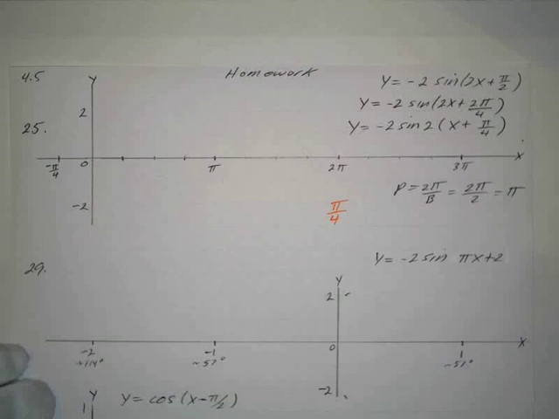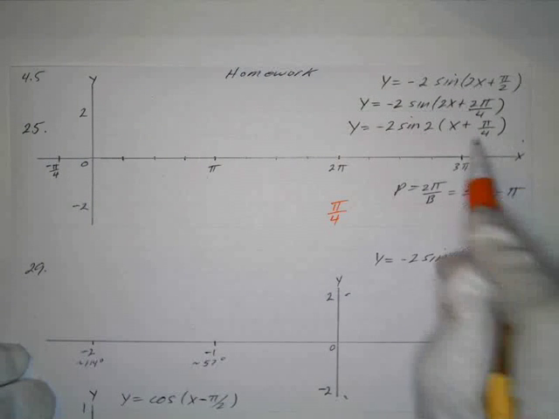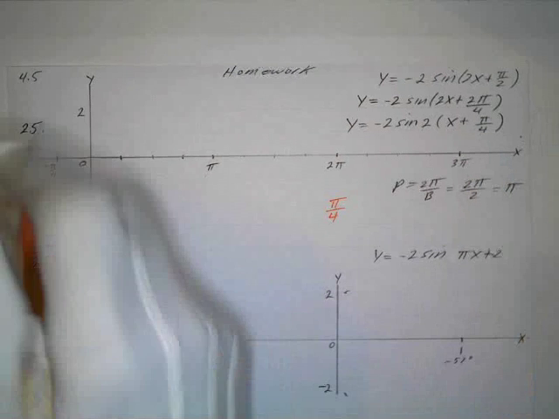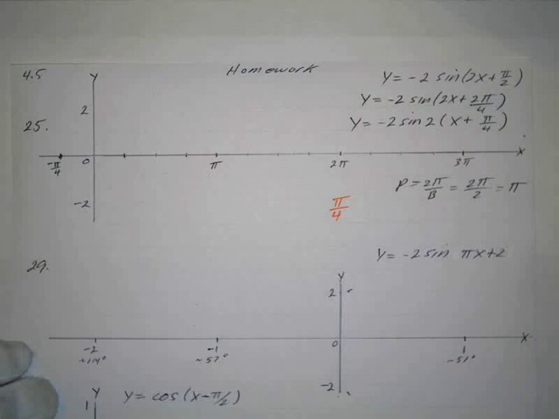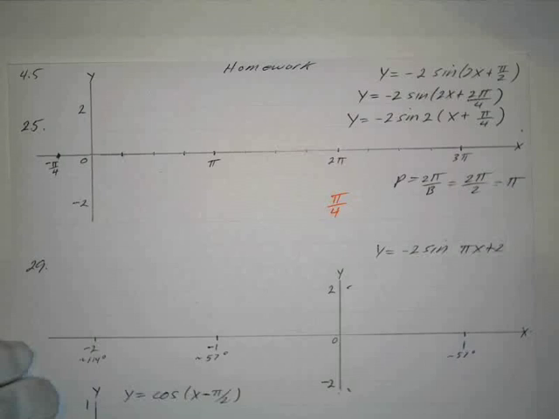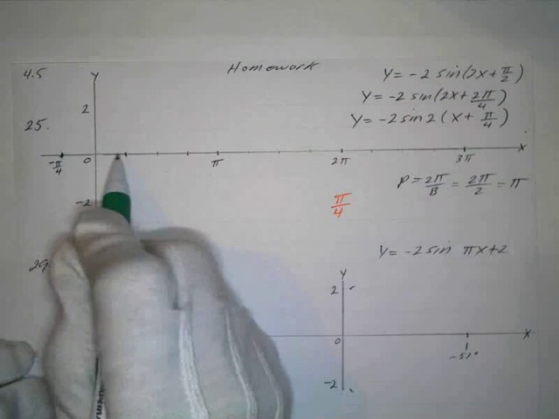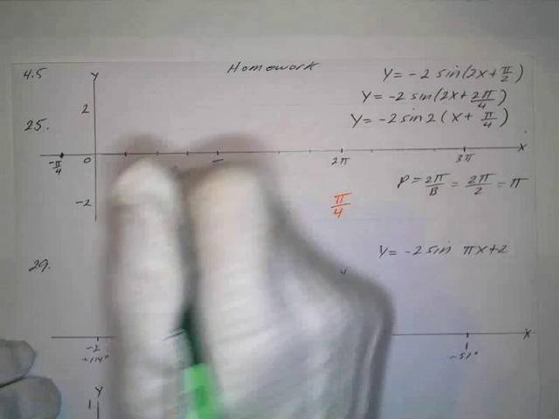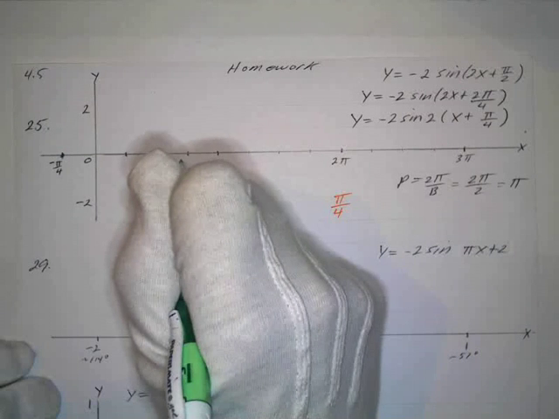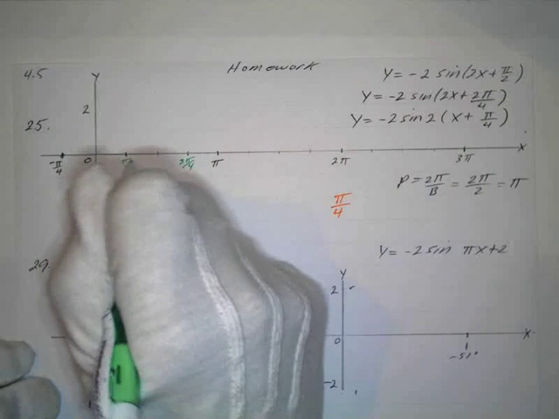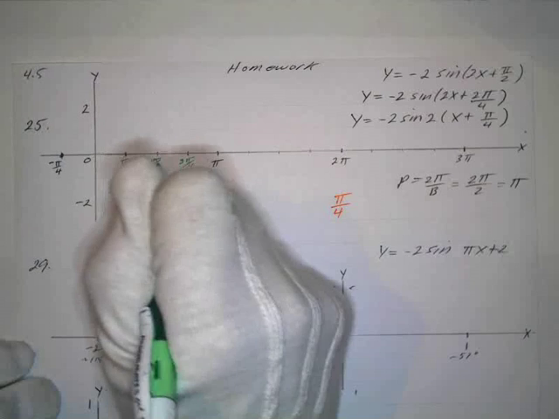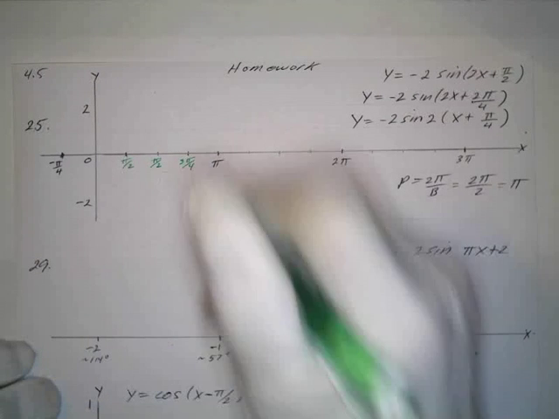So let's take a look at this. This tells me I'm shifting pi over 4 to the left. So instead of starting at 0, I'm going to start at pi over 4. Put a point there. Okay, so that's where I'm starting. I'm going to go up and down 2, but it's negative, so I have to reverse that. And each of my subintervals will be pi over 4. So there's 1, 2, 3, 4. I'm just going to go to this point here, which would be 3 pi over 4. This would be pi over 4, 2 pi over 4, or pi over 2, and that. So I'm only going to go up to there.